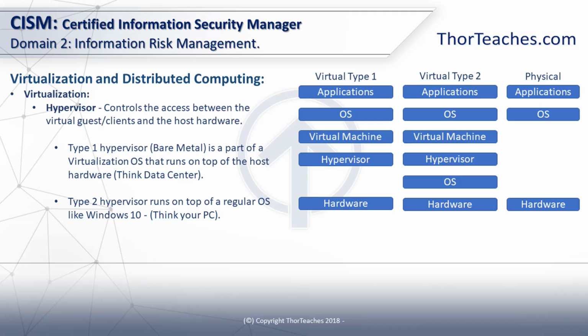A Type 2 hypervisor is what many of us use on our own PC. We have the hardware, run our regular OS on top of that, then the hypervisor runs as any other application on our computer. That hypervisor has virtual machines that have operating systems. It's a much easier way for you at home to have multiple operating systems on one host. But in a data center, that structure would make no sense. It's just another layer eating up resources.